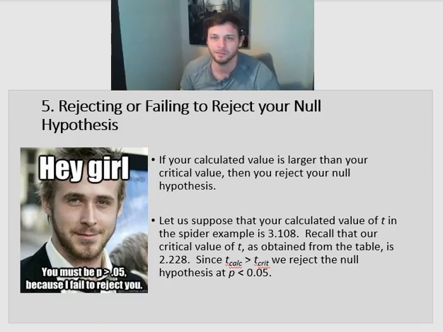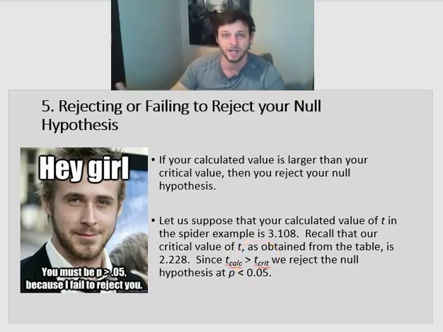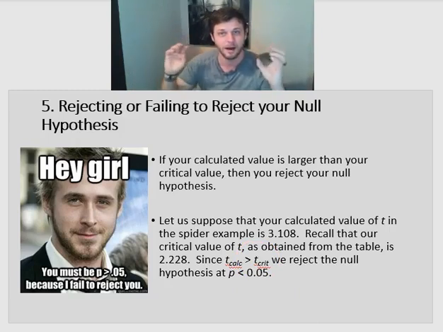So in our example with our spiders, say we calculated a t-value of 3.18. The critical value for that would be 2.28. And it turns out that our t calculated is larger than our t critical, and so we reject the null hypothesis. We're saying that these two groups are not the same.